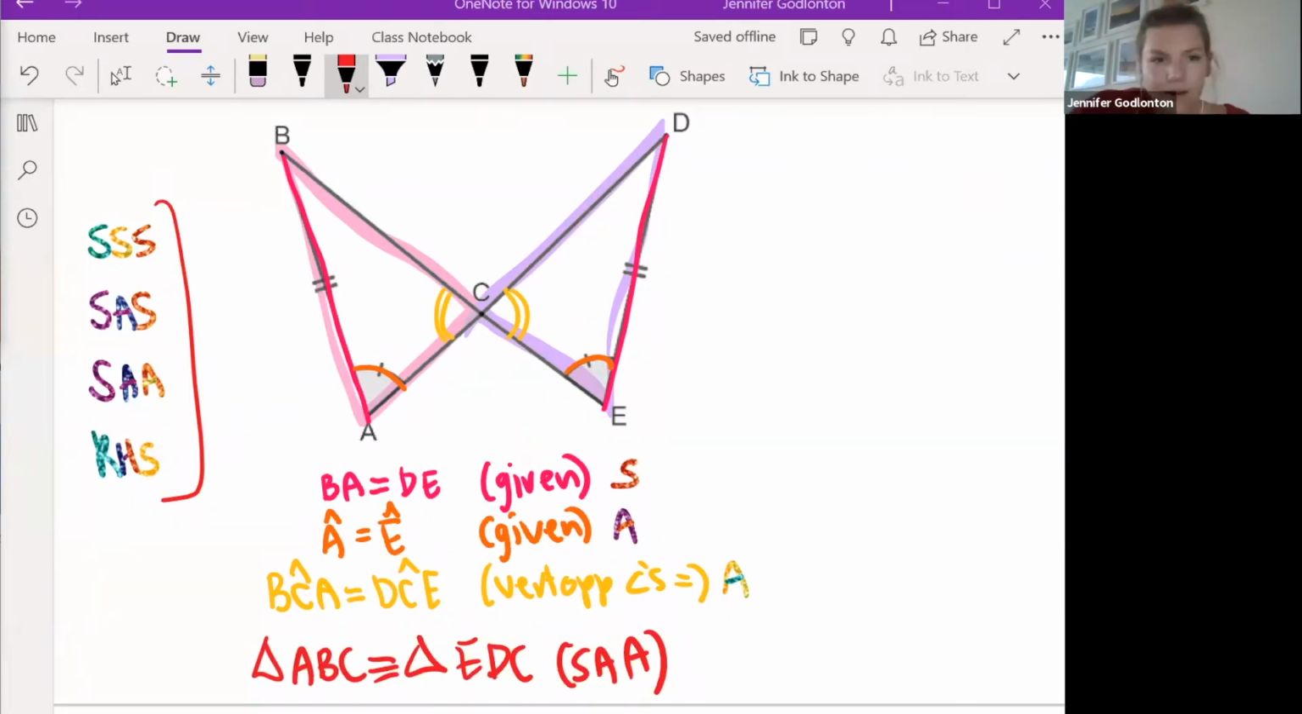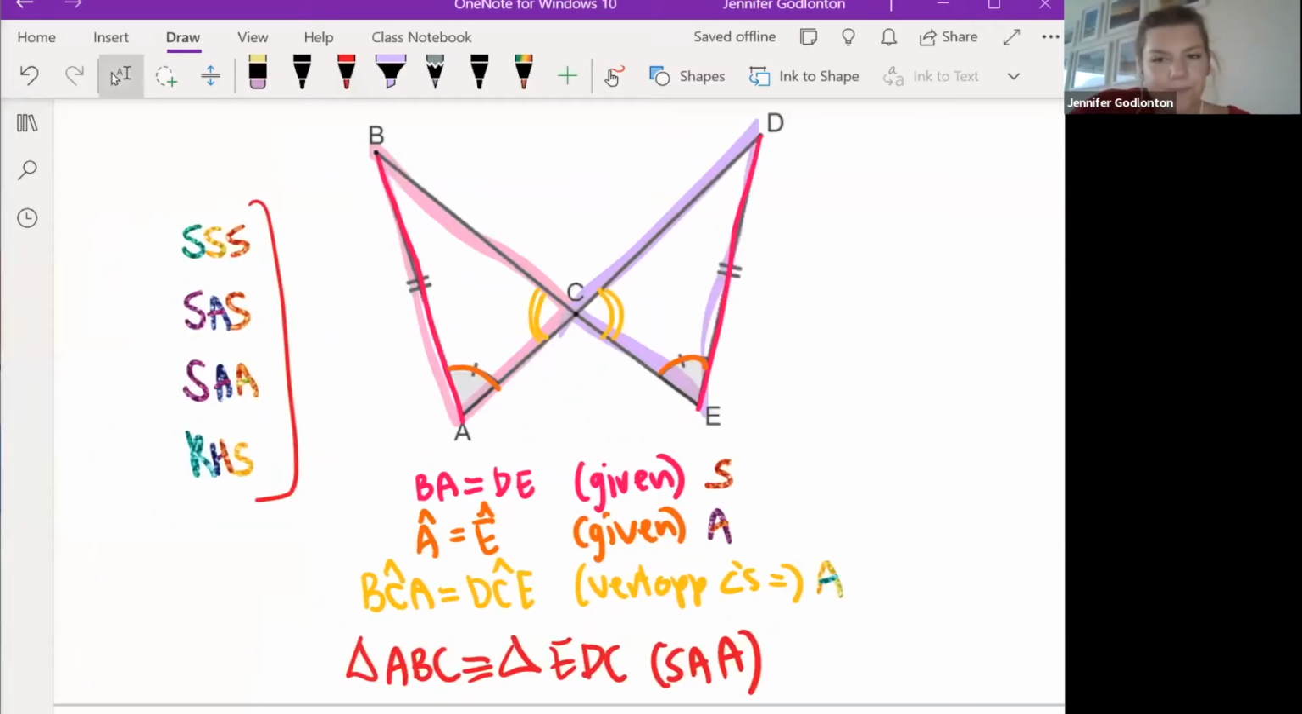What we've actually done is an informal proof of congruency. We're going to formalize it a little bit later on in this lesson, but this is informally. We have just proven that these 2 triangles are congruent.